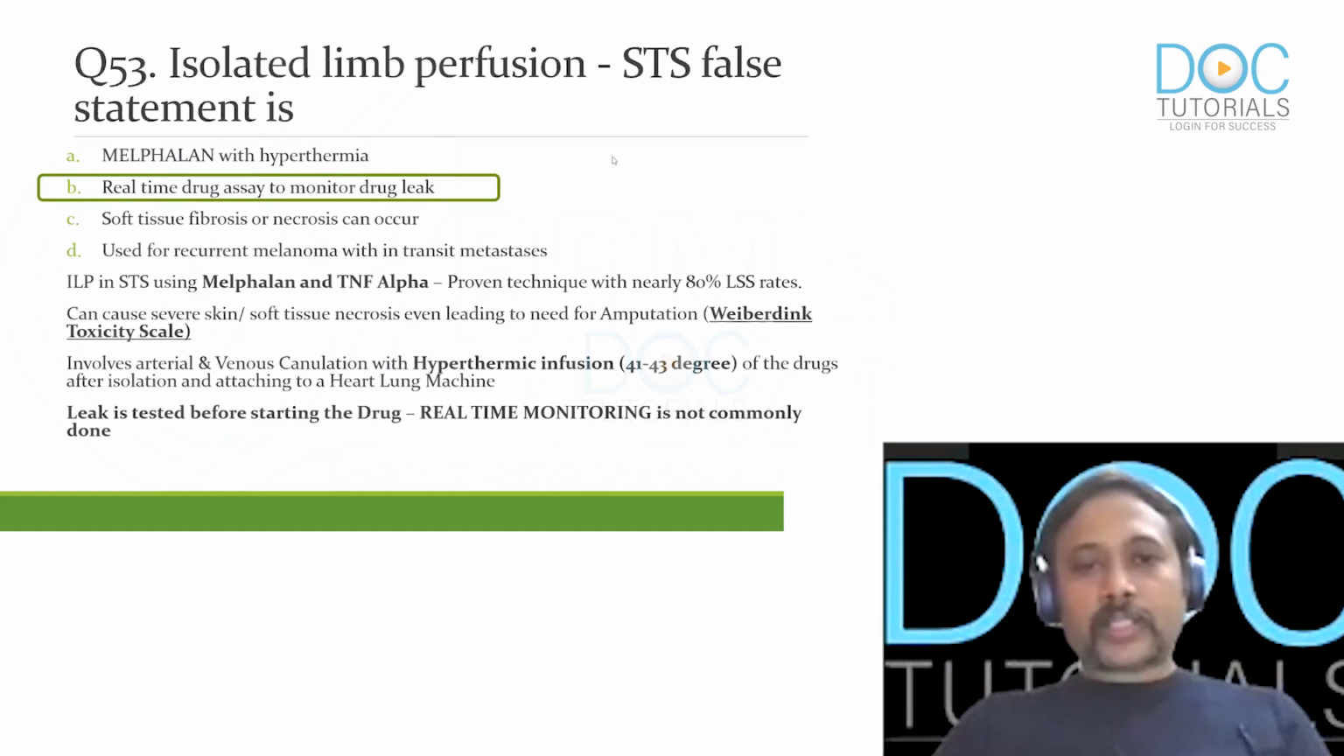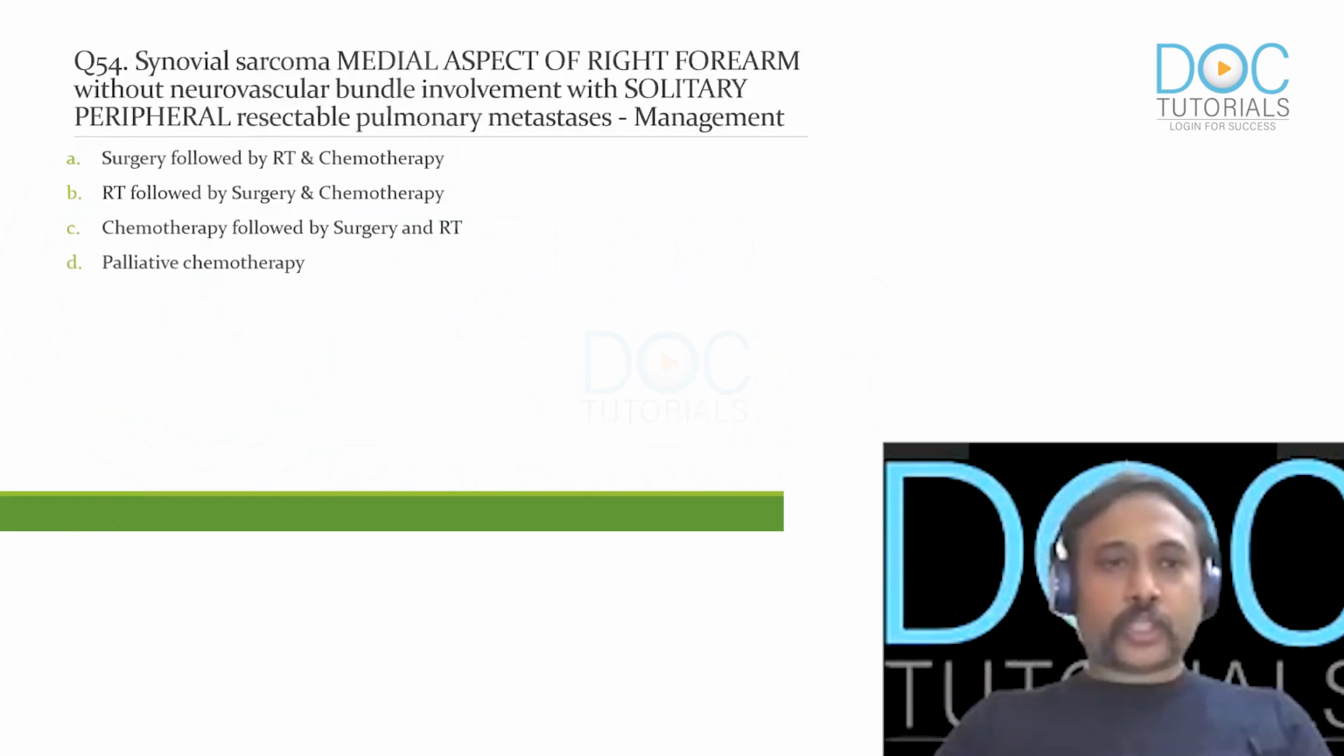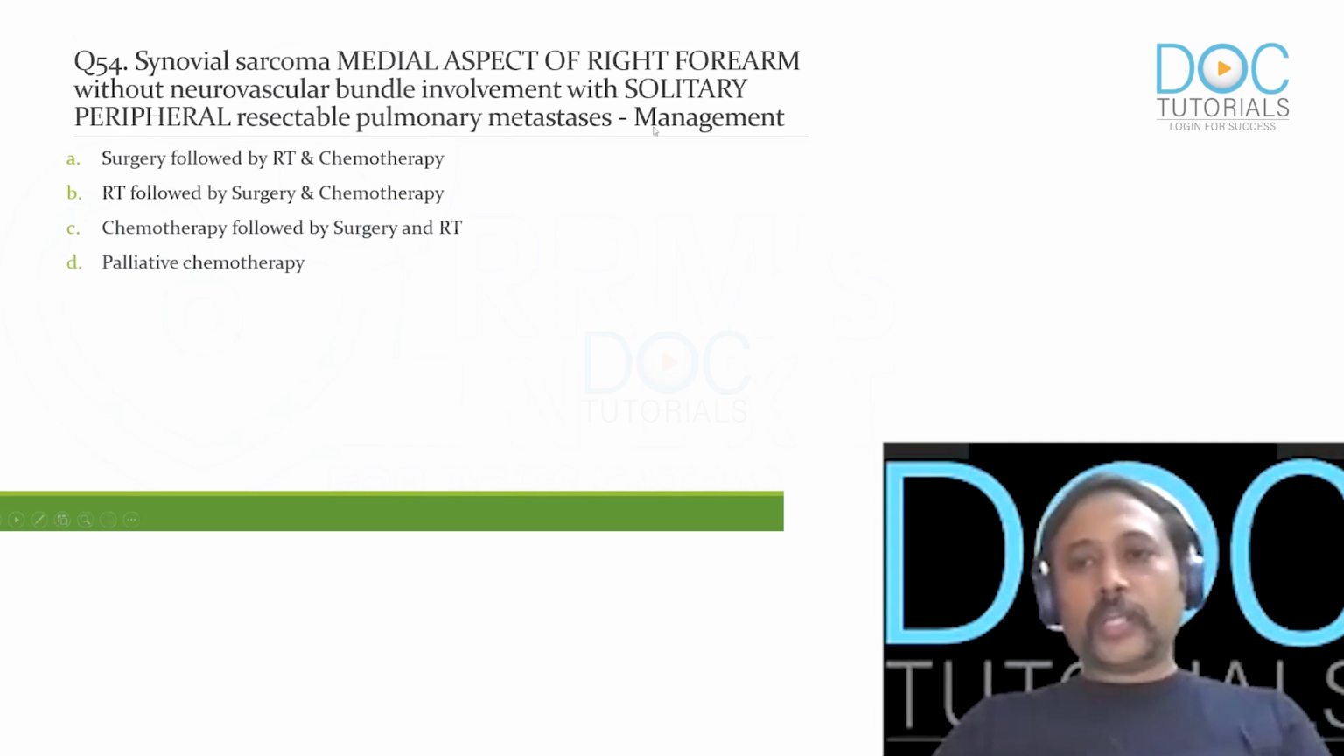So real-time monitoring is not a classical thing that you do when you are doing your isolated limb perfusion. So next question is synovial sarcoma in the medial aspect of the right forearm without neurovascular bundle involvement with a solitary peripheral resectable pulmonary metastasis. What is going to be the management for this particular presentation?